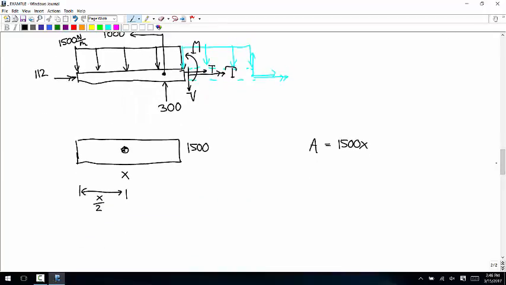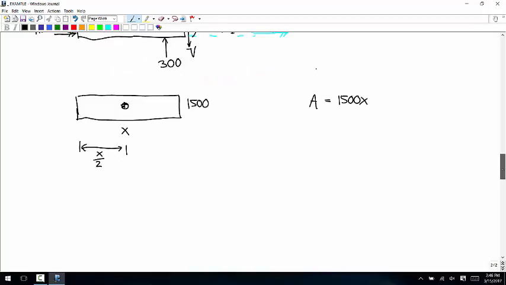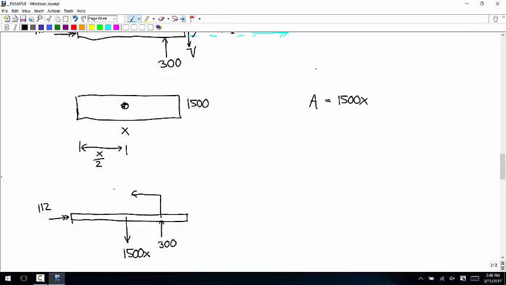So I'll redraw this. We have the couple, the torque of 112. We have a point force right at the middle of 1,500x. We have a 300 Newton force acting up from the roller, and an external force of 1,000 to the left at the midpoint. And then the internal loads, T, V, M, and torque.